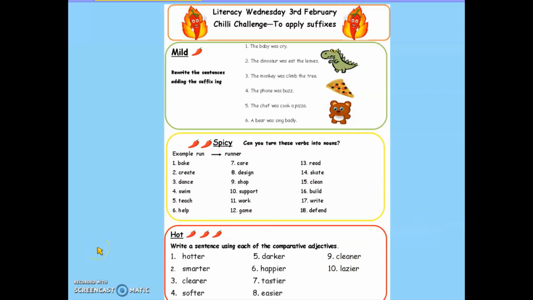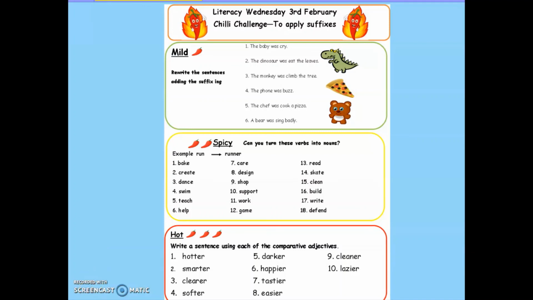These need to be done in your literacy book, in your neatest handwriting. Please tell us what challenge you are doing before you do it. So if you're doing the spicy challenge, you would write spicy challenge, number 1, bake, baker, and then you would carry on from there.